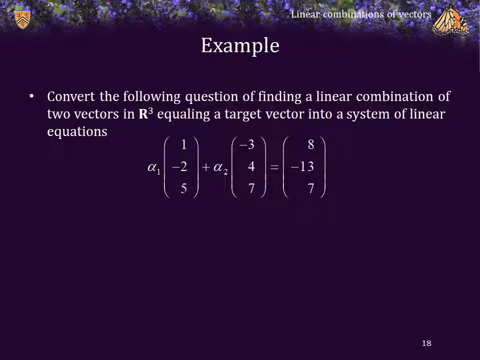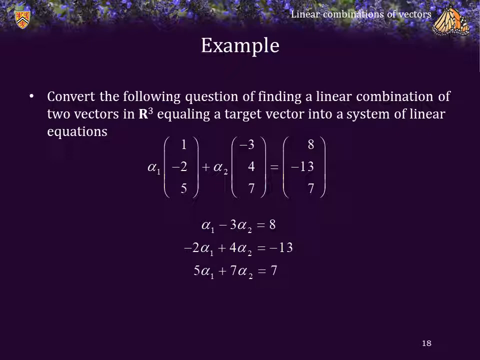So the first equation can be read off the first entries of each of the vectors. Alpha 1 times 1 plus alpha 2 times negative 3 is equal to 8. The next one is alpha 1 times negative 2 plus alpha 2 times 4 equals negative 13. The last is alpha 1 times 5 plus alpha 2 times 7 is equal to 7.